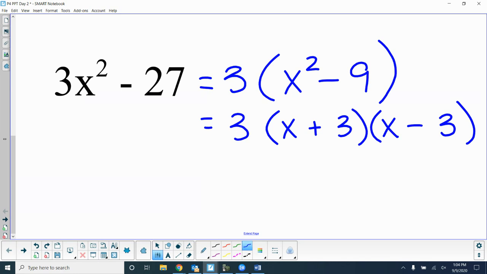So, number 5, there's a GCF. It's 2xy. And then we have 3 terms left in the parentheses after we pull out the GCF. We got 5x plus 3 minus 7y. Anybody need to see number 5?